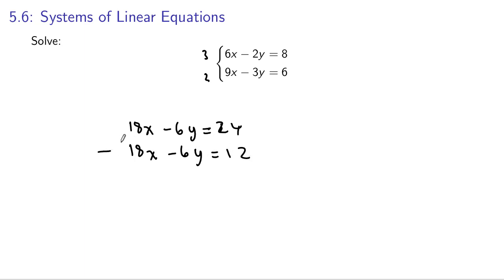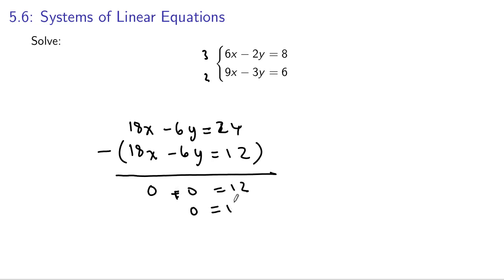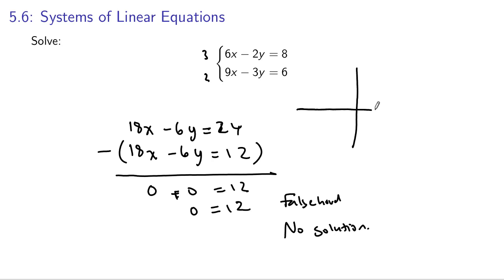So now if we subtract these equations, we get 18x minus 18x is 0. Minus 6y minus minus 6y is 0. 24 minus 12 is 12. We get 0 equals 12. This should remind us of something. Whenever we get a falsehood, then we have no solution. And if we were to graph these lines, we would see that they are in fact parallel. They don't cross.